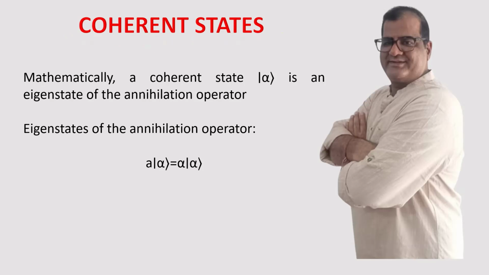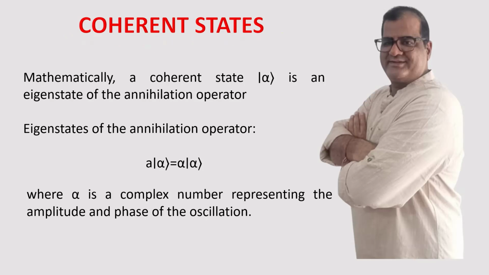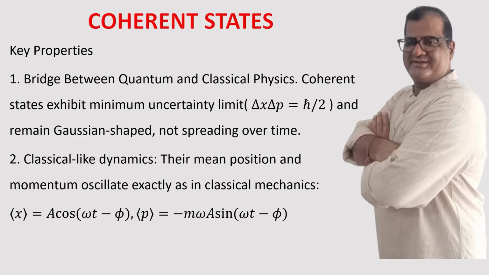Mathematically, a coherent state denoted by alpha is defined as the eigenstate of the annihilation operator. So alpha is your coherent state, and now I want to write this coherent state as a linear superposition of eigenstates of the harmonic oscillator. What are the key properties of these states? These states exhibit the minimum uncertainty limit, that is, they are Gaussian and not spreading over time. And if I calculate the mean position and mean momentum, they oscillate exactly like your classical simple harmonic oscillator.